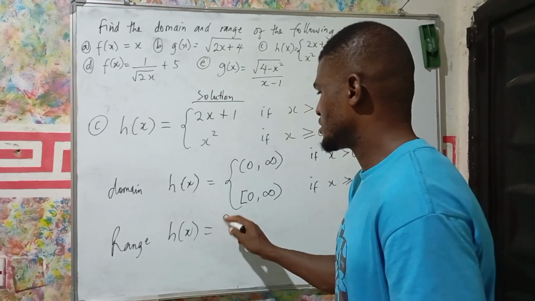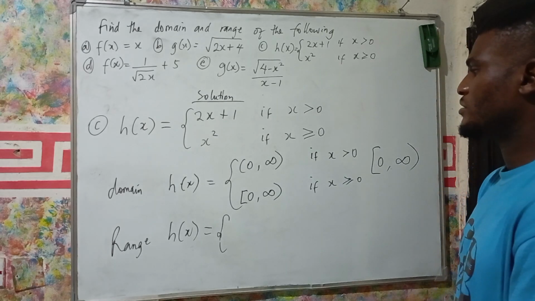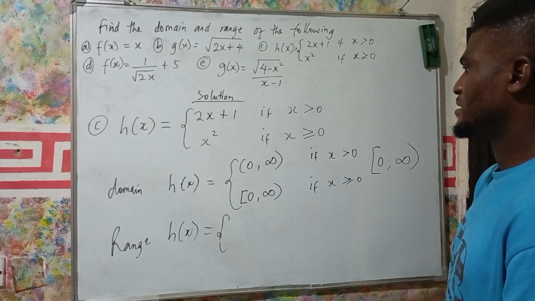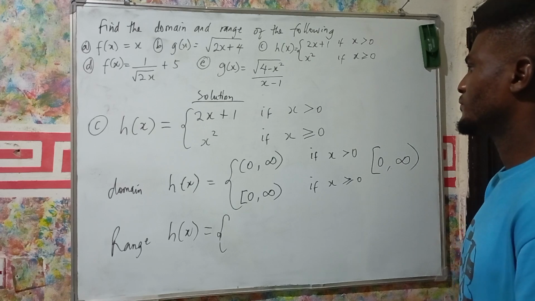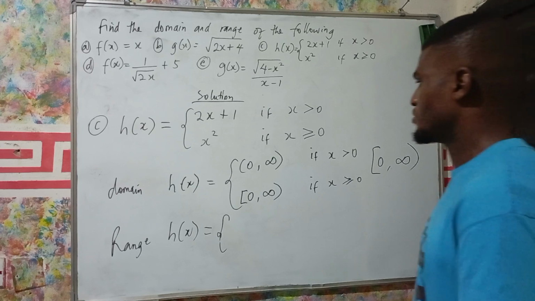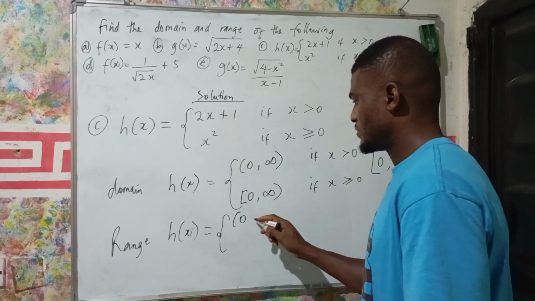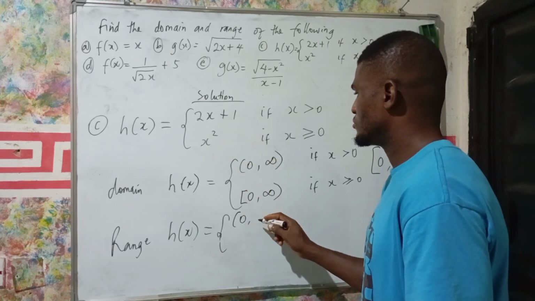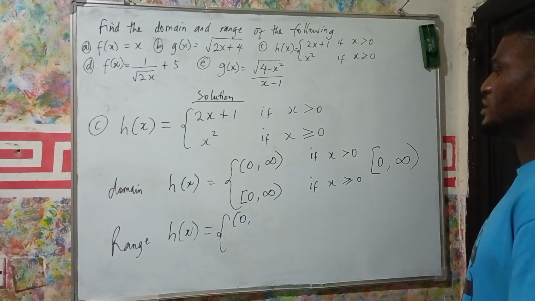the range, which is the set of values that we can have, would be the set of values that we have in this particular case. Numbers that are greater than 0. If the value is greater than 0, then the value should also be greater than 0 in this case, and the number should be greater than 0.